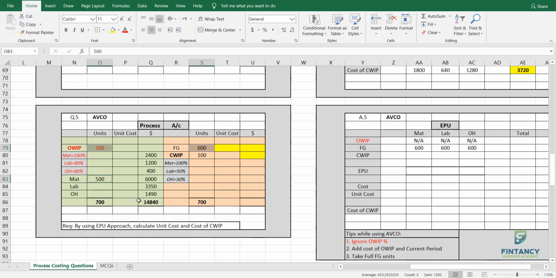Here again I am repeating why we are ignoring opening units: because we don't care how much of the finished good units is coming from the opening. We don't care. This is the assumption, because we are just taking an average.